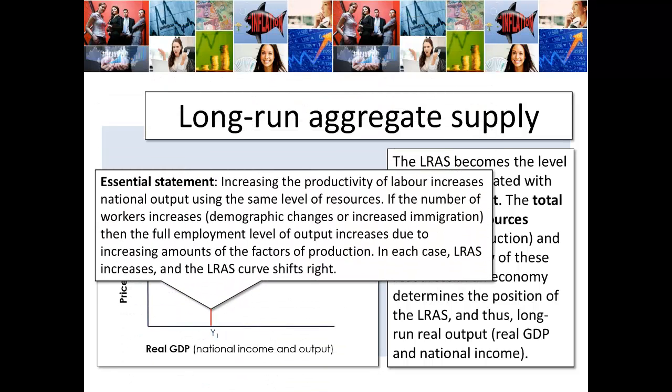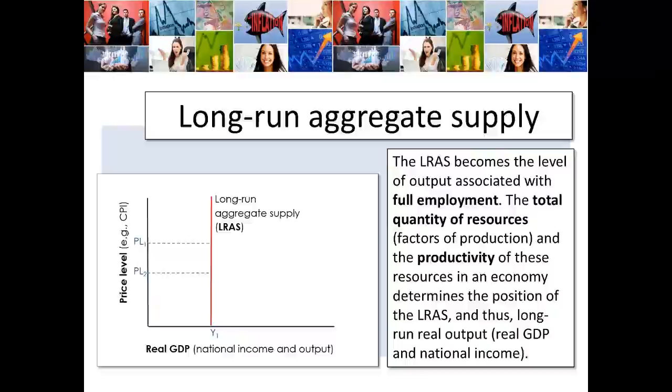An essential statement here: increasing the productivity of labour increases national output using the same level of resources. If the number of workers increases, so we get demographic changes, more people coming into the workforce, or increased immigration, for example, then the full employment level of output increases due to the increasing amounts of the factors of production. So in each case, long run aggregate supply increases and the long run aggregate supply curve will shift to the right. But we know all that. We've been here.